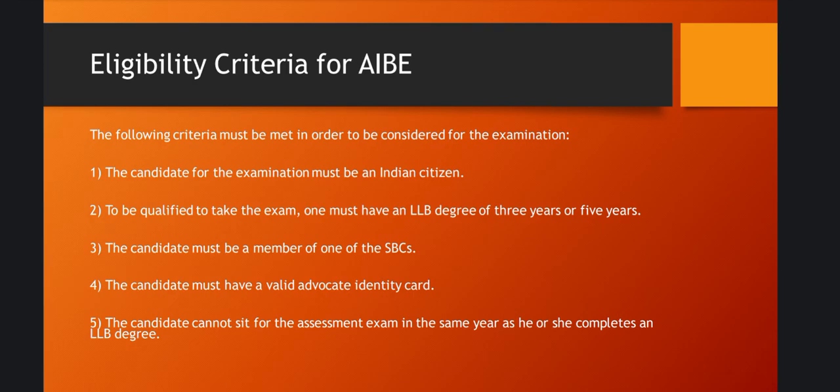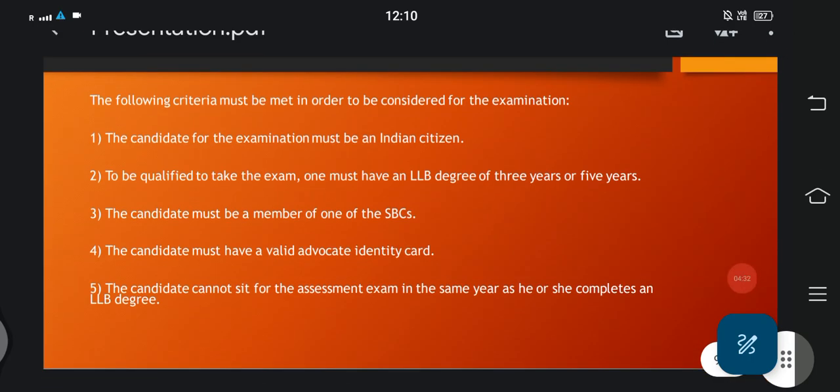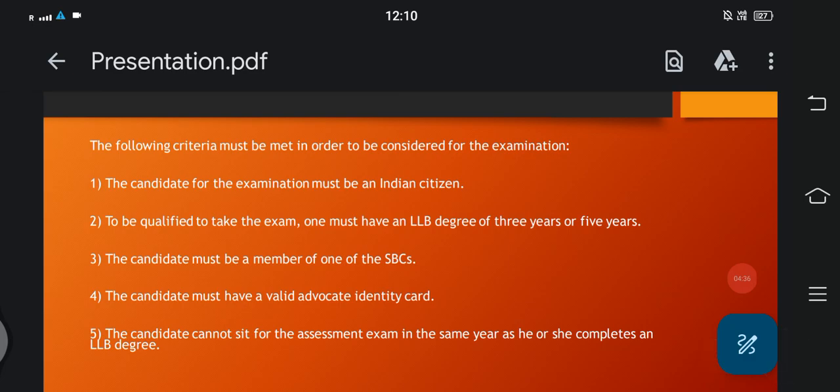The following criteria must be met in order to be considered for the examination. The very first is that the candidate for the examination must be an Indian citizen. To be qualified to take the exam, one must have an LLB degree of 3 years or 5 years. The candidate must be a member of one of the SBCs. The candidate must have a valid advocate identity card. The candidate cannot sit for the assessment exam in the same year as he or she completes an LLB degree. So these are all the processes of becoming an advocate.